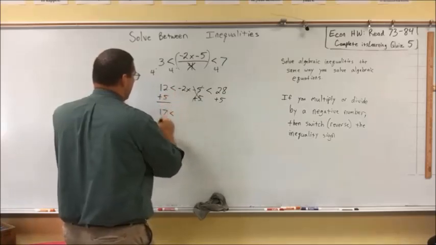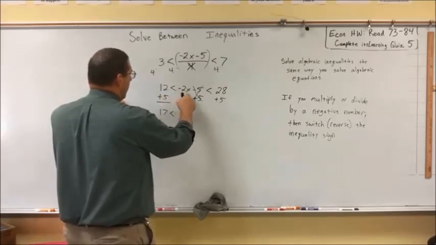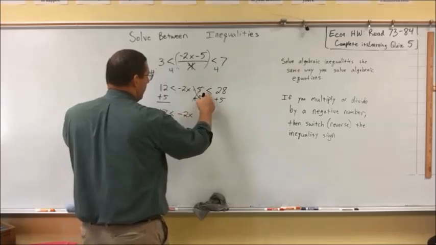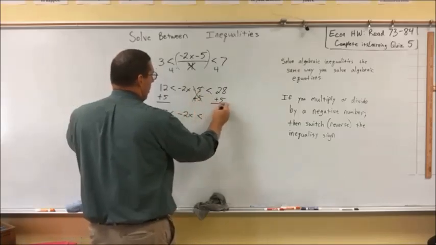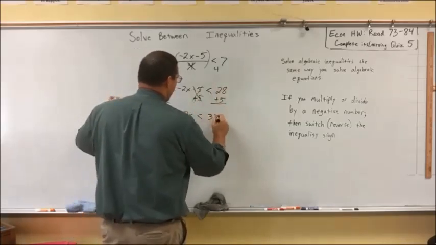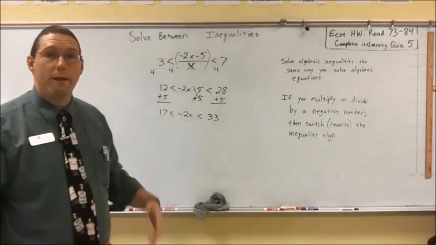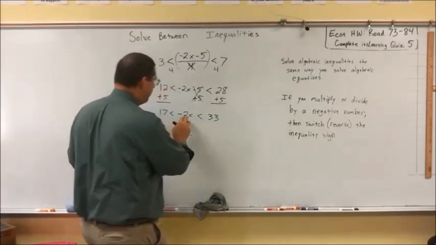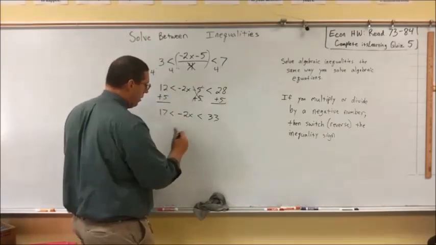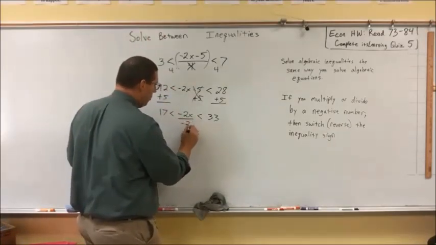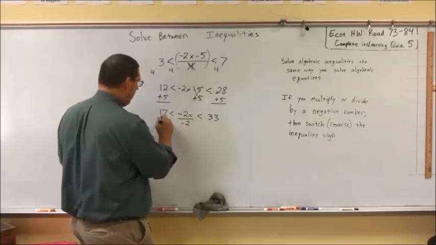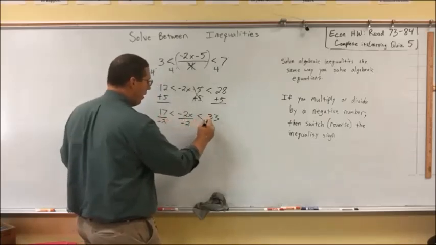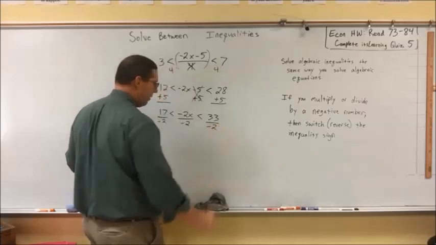Carry down the inequality symbol. Carry down the negative 2x. Carry down the inequality symbol. And 28 plus 5, that's 33. We're working our way towards a solution. Now in the middle, you can see that we're about to divide by negative 2. So I'm going to divide by negative 2. And if I divide this by negative 2, I have to divide this by negative 2, and I also have to divide this 33 by negative 2.